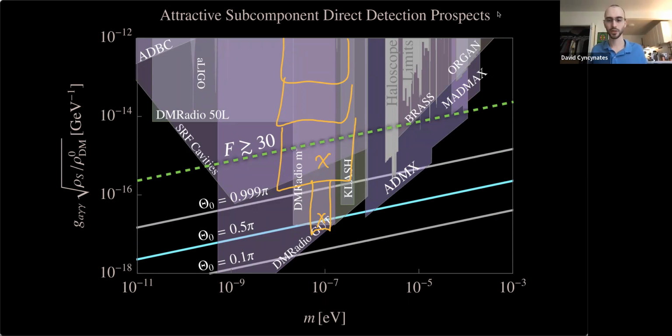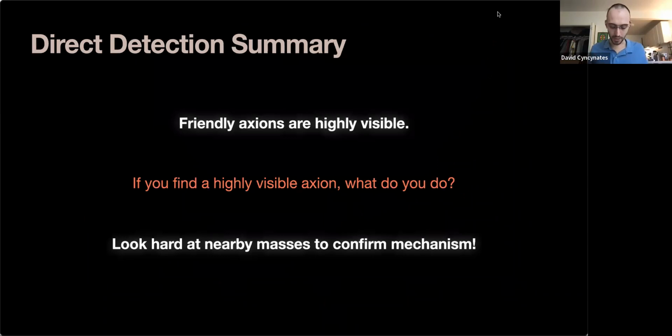So that's really the takeaway here. Friendly axions are highly visible. And if you see a highly visible axion in your experiment, then you should look hard at nearby masses to confirm the mechanism. You can build a resonant experiment to scan an order 1 part of mass parameter space, for example. Also, I'll mention that if you do have a friendly axion in the mass range of your experiment, this will be the first thing that you see. So if these exist, then they can provide a path towards discovering other axions.